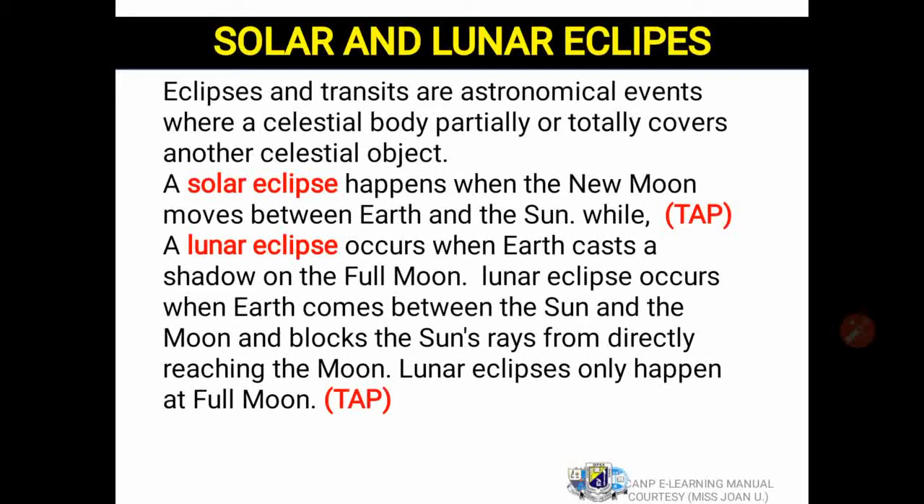Lunar eclipse occurs when earth casts a shadow on the full moon. What does that mean? It means that the earth comes in between the sun and the moon, and it blocks the sun's rays from directly reaching the moon. So the earth blocks the light so that no light touches the moon. All light comes to the earth. It will now be very bright. We call that lunar eclipse.